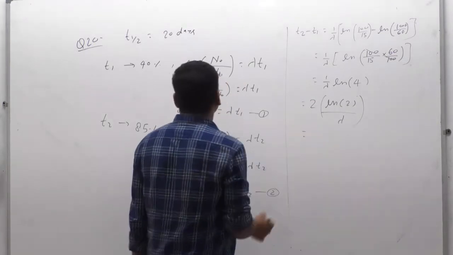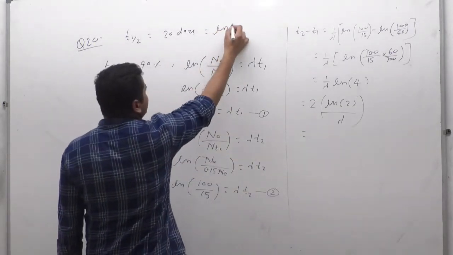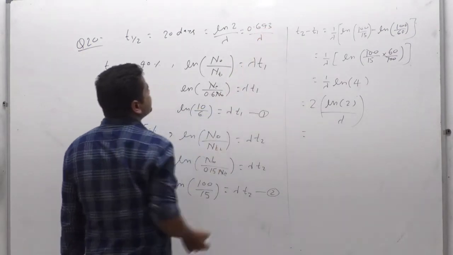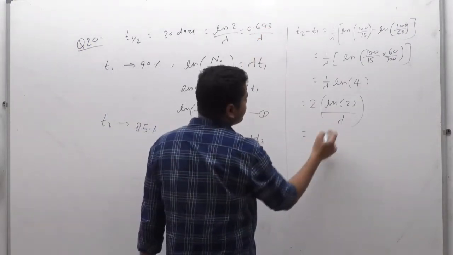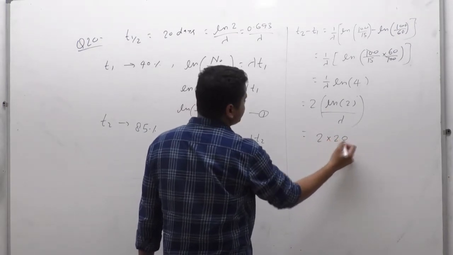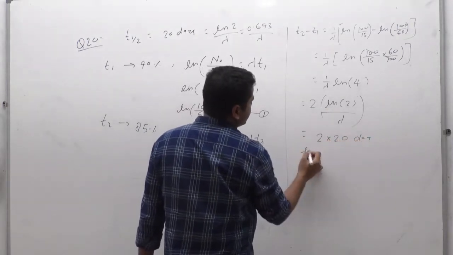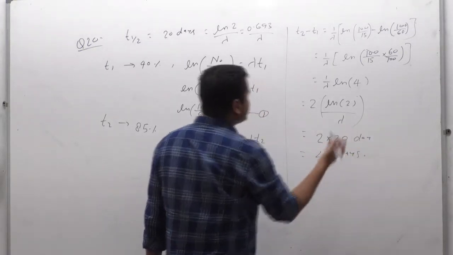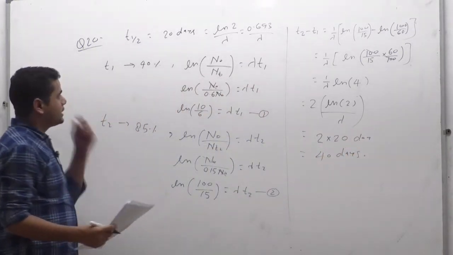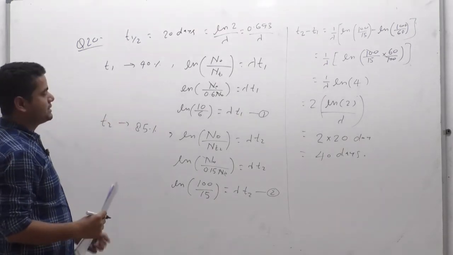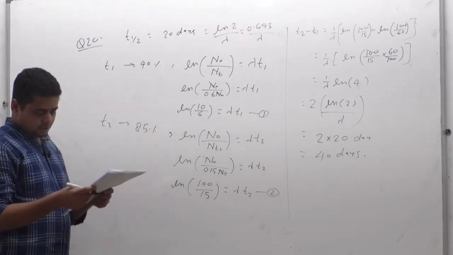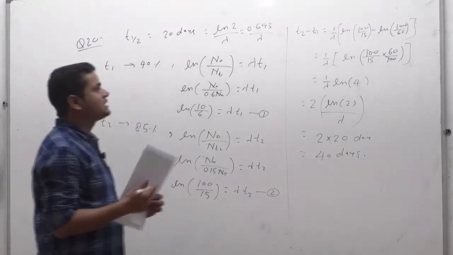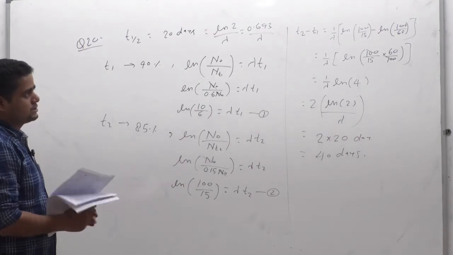And we know that T half means ln 2 by lambda, which you can write as 0.693 by lambda. This is given as 20 days. So instead of ln 2 by lambda, you can directly substitute 20 days. So the answer should be 2 into 20, which is equal to 40 days. So this is the time required between 40% decay to 85% decay, which is 40 days. Which option is matching? Option B matches, so option B is the correct answer for this particular question.